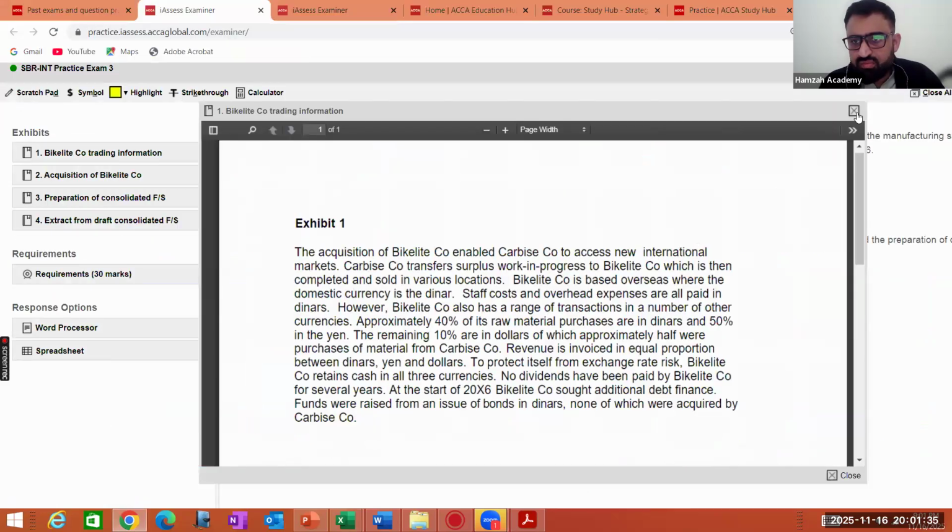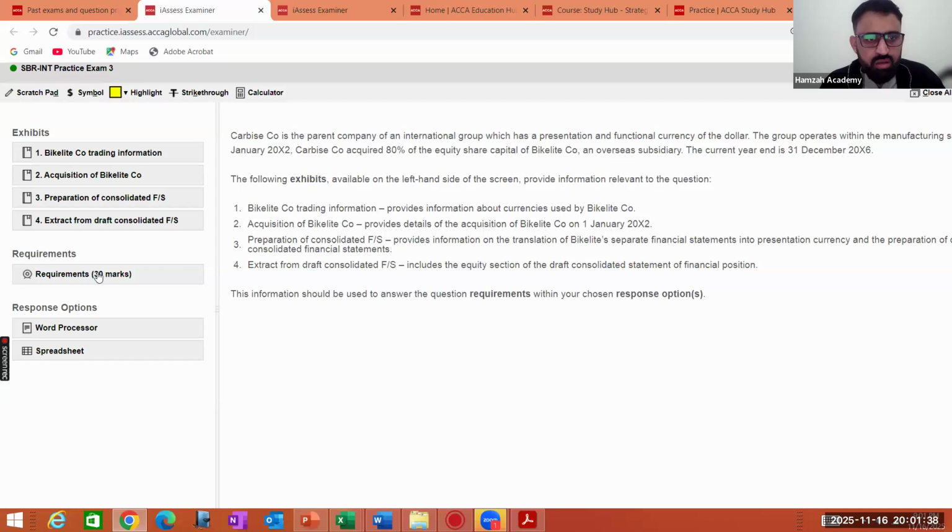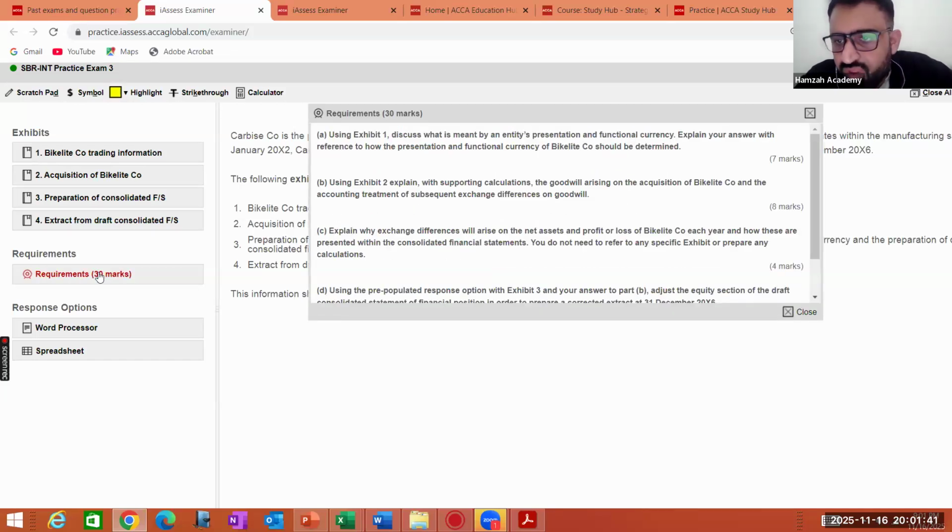Now, coming back to the question, requirement B, using Exhibit 2, explain with supporting calculation the goodwill arising on the acquisition of the bike light company and accounting treatment of the subsequent exchange differences on goodwill. So we need to calculate the goodwill, and we have to explain how goodwill has been calculated and how the exchange differences on goodwill should have been recorded, should have been accounted for. Okay, this is the requirement.